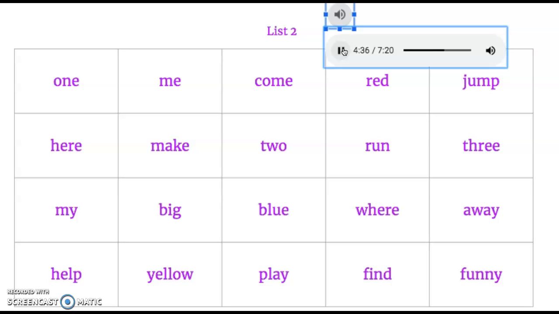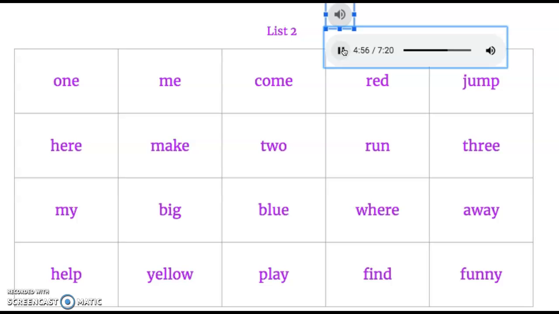The next word is where. Where. In this word, the WH is a digraph, so it says w, and the ERE says air. Air. Where. A sentence we could use is, where are the scissors?